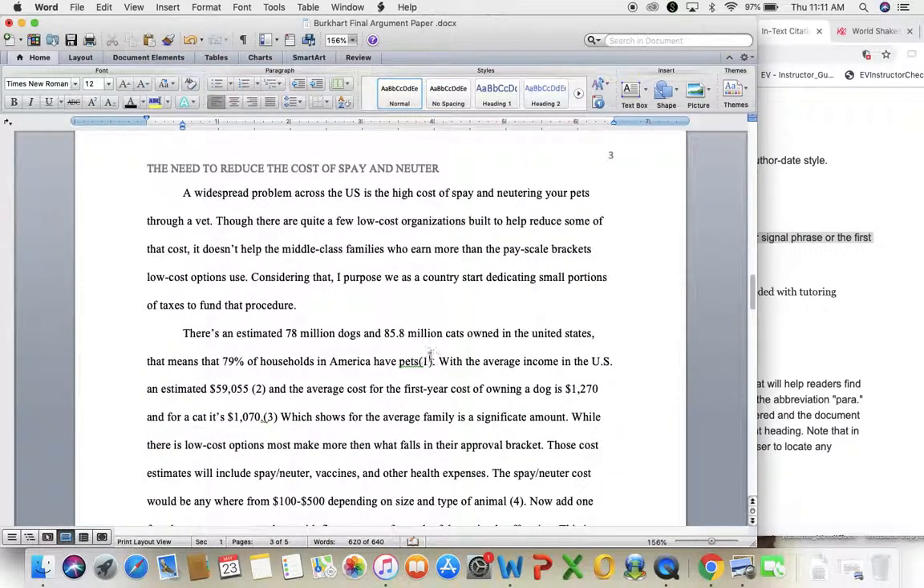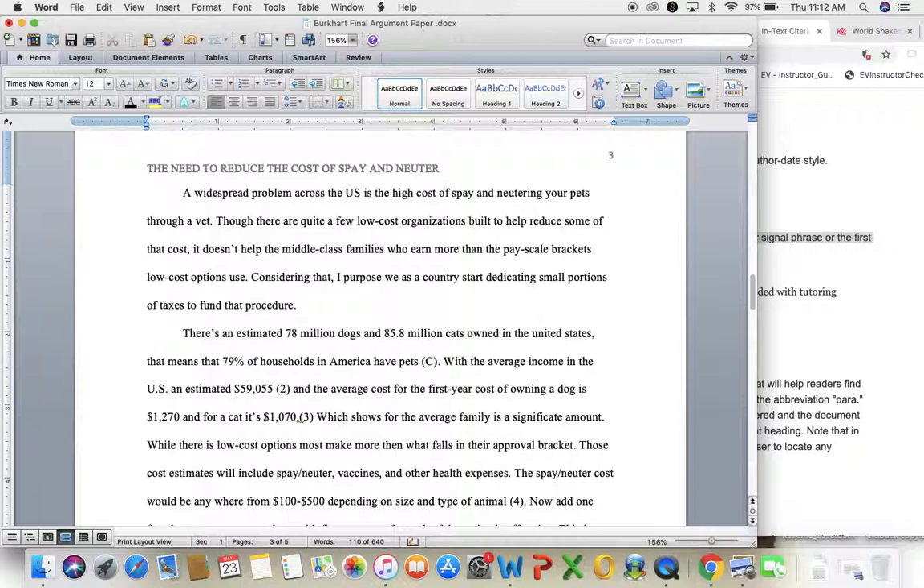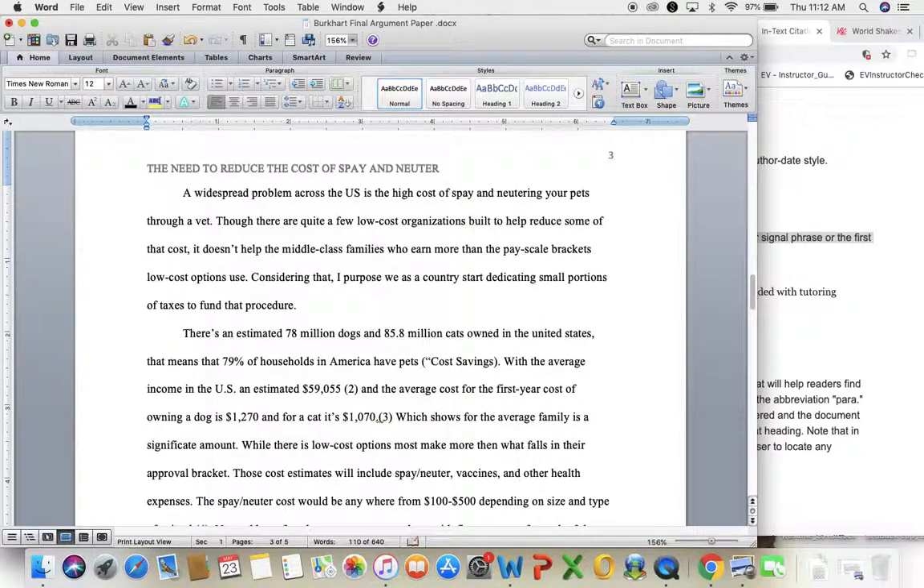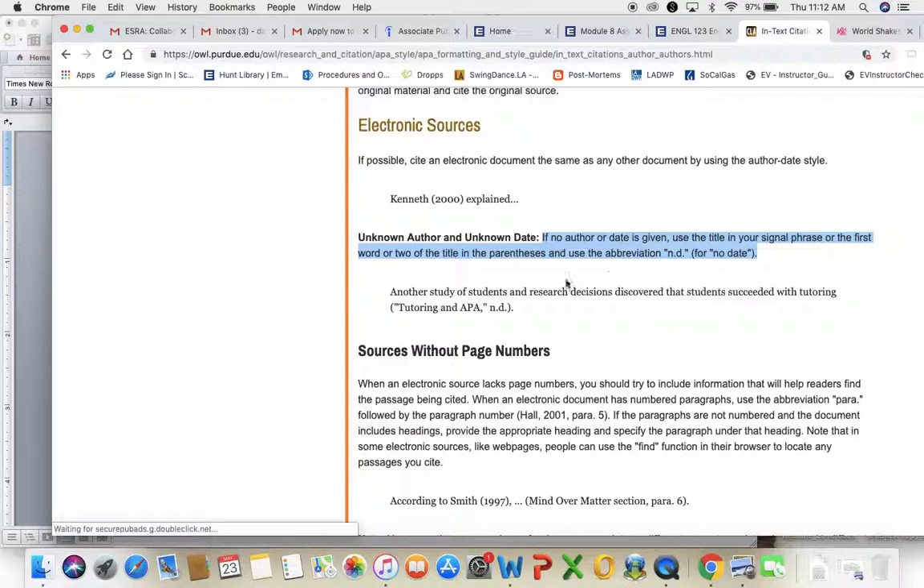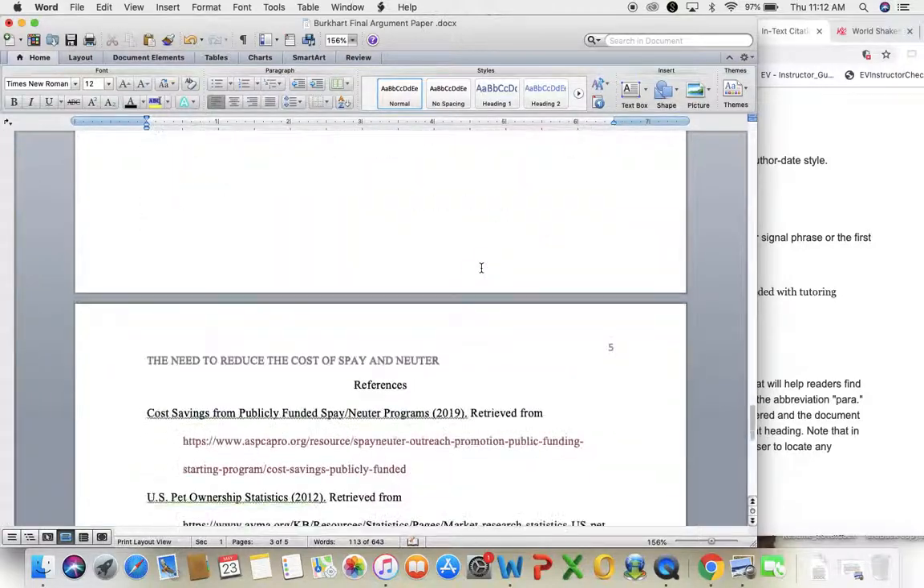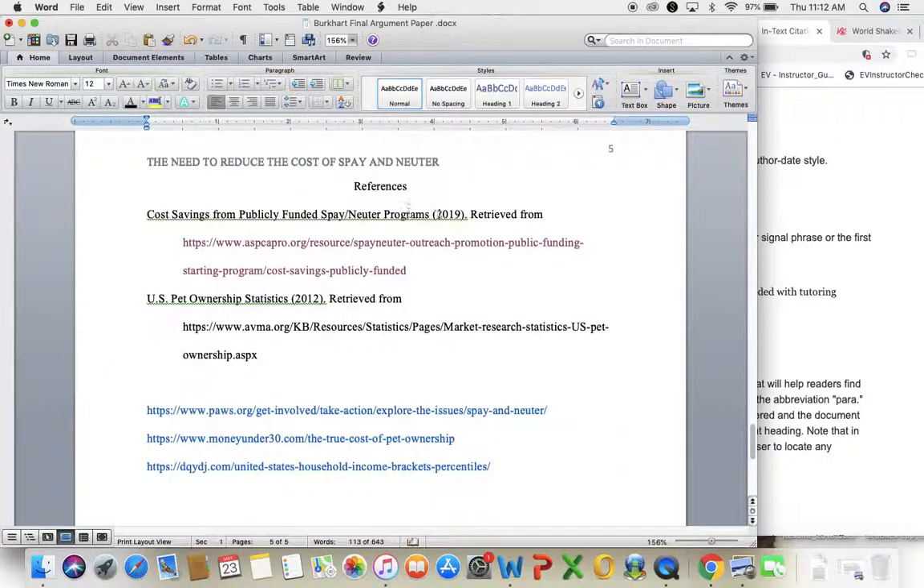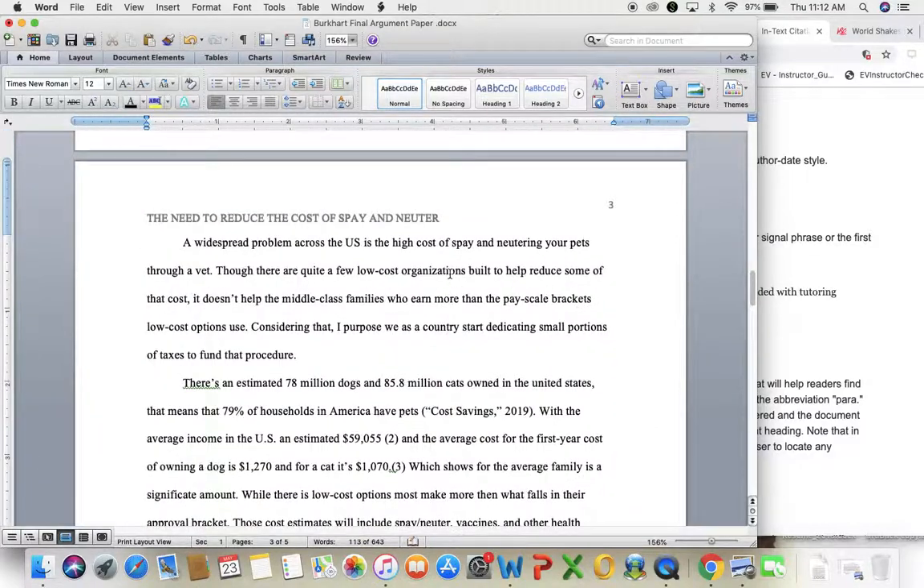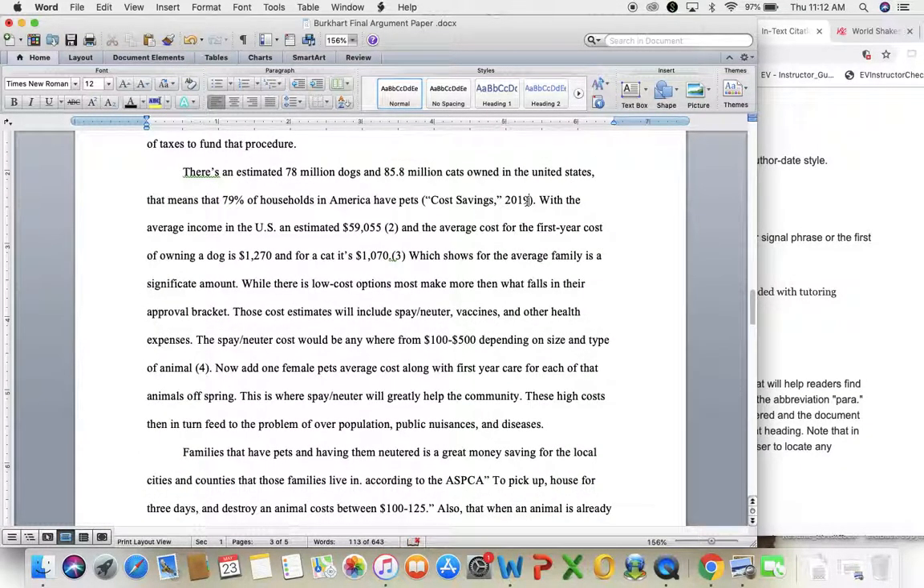So if we go back up here, you'd want a space there. Oops, and that goes in. And that's how the in-text citation would look. And this is where APA can get confusing because in the in-text citation, the title goes in quotation marks, but on the references page, there are no quotation marks. So it's not always exactly the same, but that's how you would do the in-text citation for that.